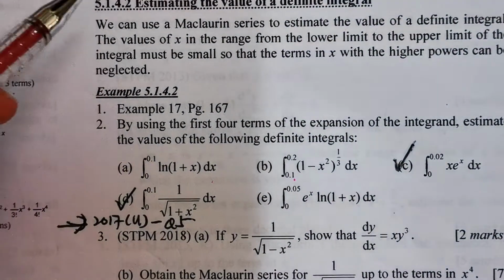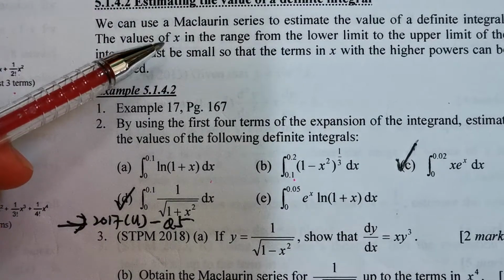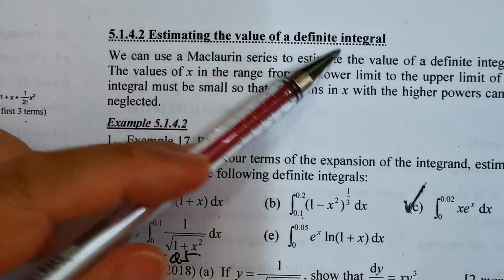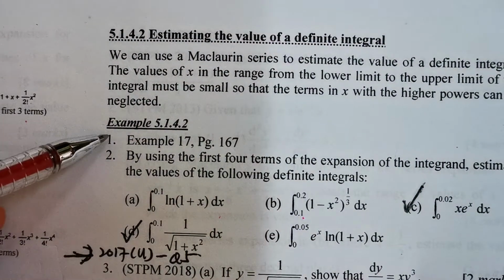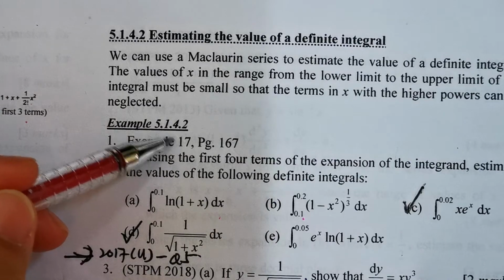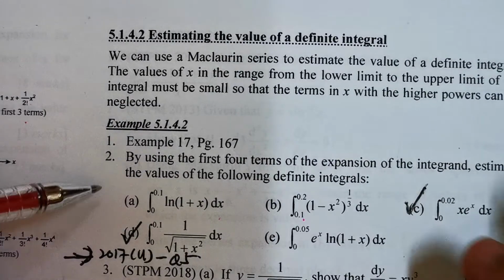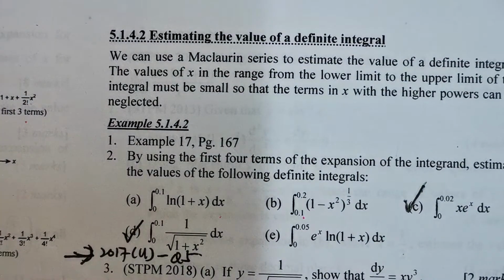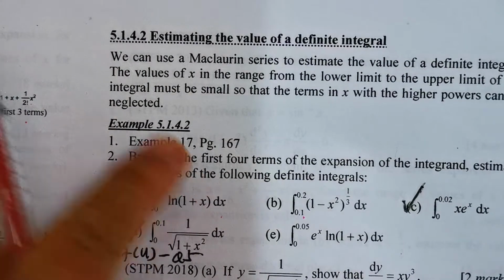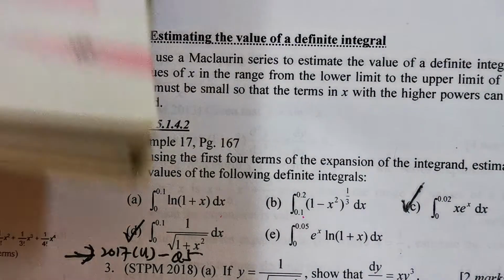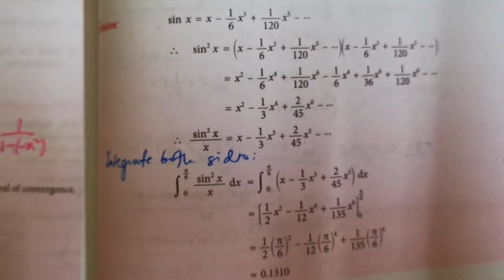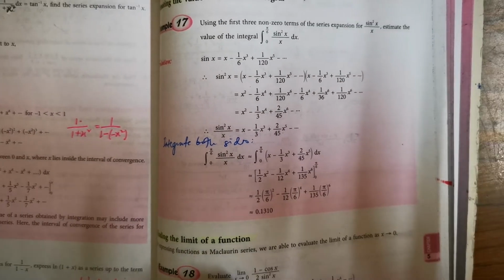Alright, we will see how we can use this Maclaurin series to estimate the value of a definite integral. Before this, first we are going to see one example in your textbook. Then we will discuss 2 questions here and the STPM question. Alright. Okay, so example 17 in your textbook, page 167, which is this one. Okay, we make it smaller. You can open your textbook also if you want.